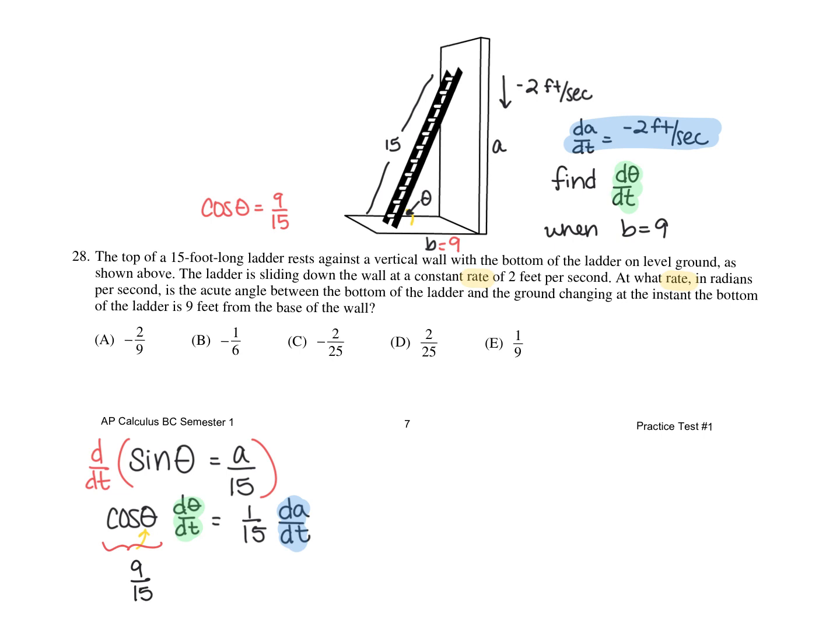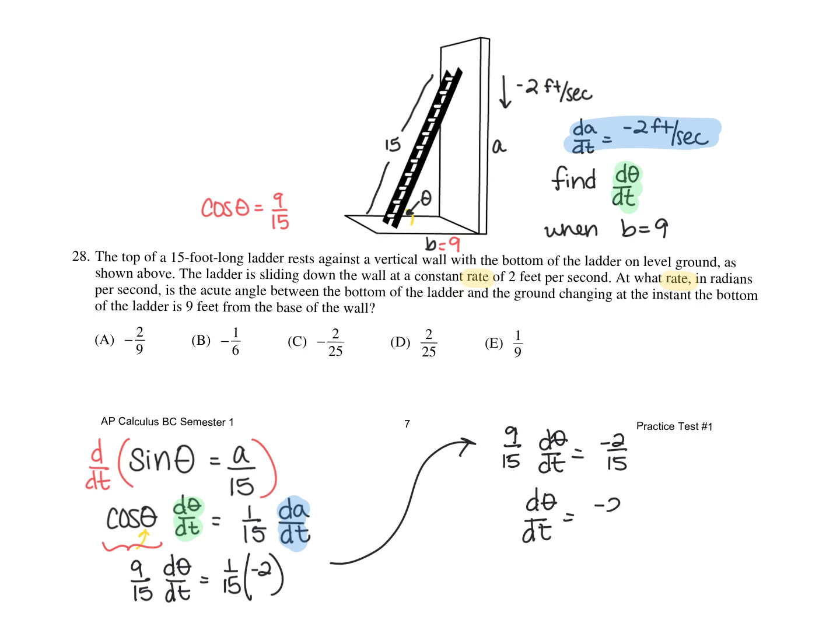So then I get 9/15 d theta dt equals 1/15th times negative 2. And so then we can solve it and get 9/15 d theta dt equals negative 2/15. I would multiply by 15 and we get d theta dt, the angle is changing at negative 2 over 9. It's in radians, so radians per second were the units. I would always put your unit on a related rate problem at the end. And there's problem 28.